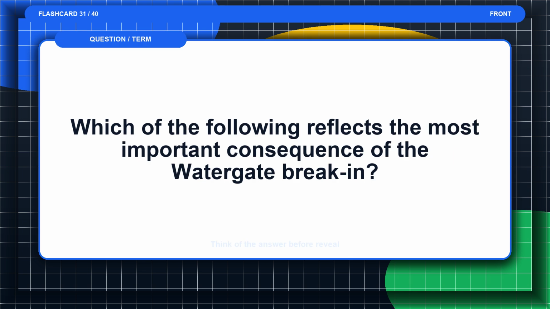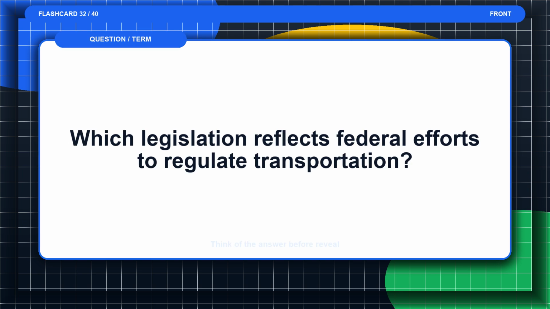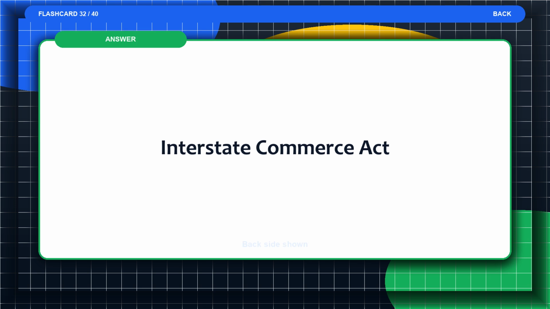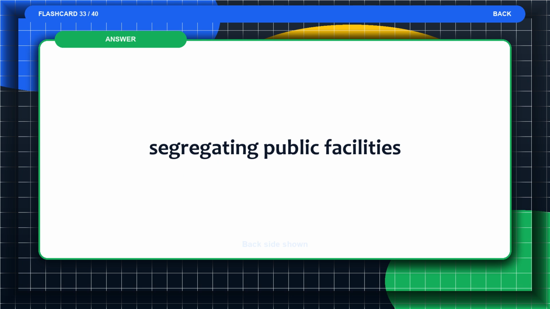Flashcard 31. Which of the following reflects the most important consequence of the Watergate break-in? Think of the answer before the reveal. The answer is resignation of the President of the United States. Flashcard 32. Which legislation reflects federal efforts to regulate transportation? Think of the answer before the reveal. The answer is Interstate Commerce Act. Flashcard 33. The U.S. Supreme Court enabled which government practices to continue in its ruling in Plessy v. Ferguson? Think of the answer before the reveal. The answer is segregating public facilities.